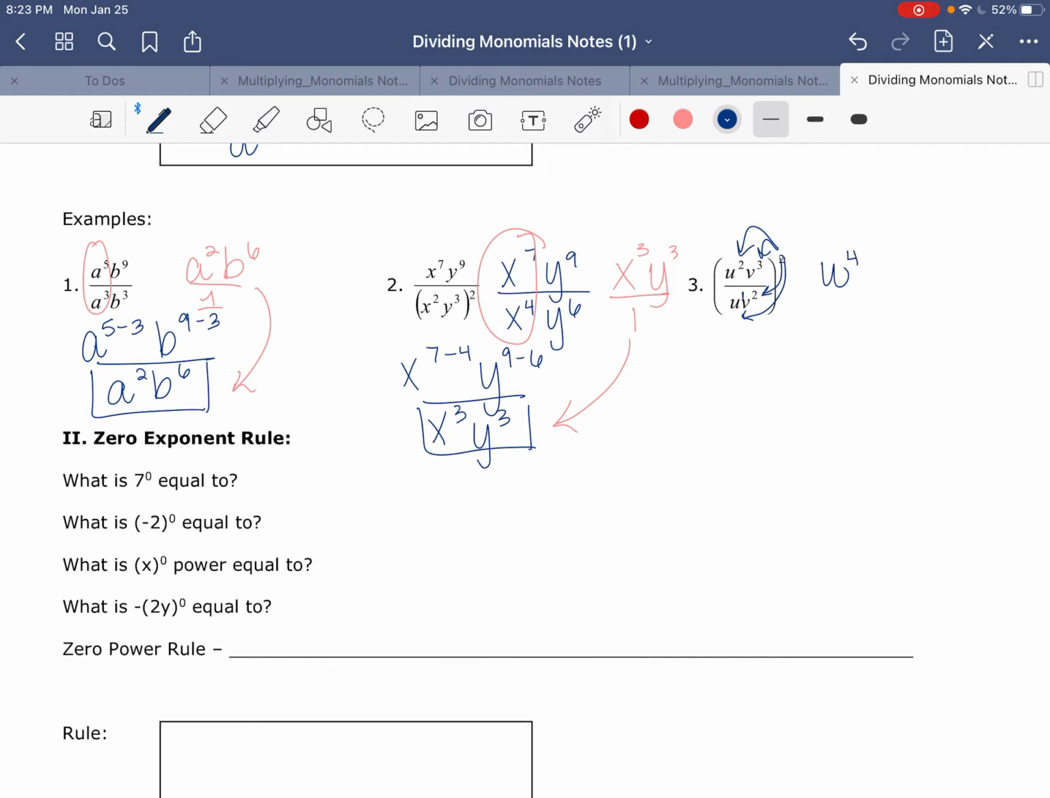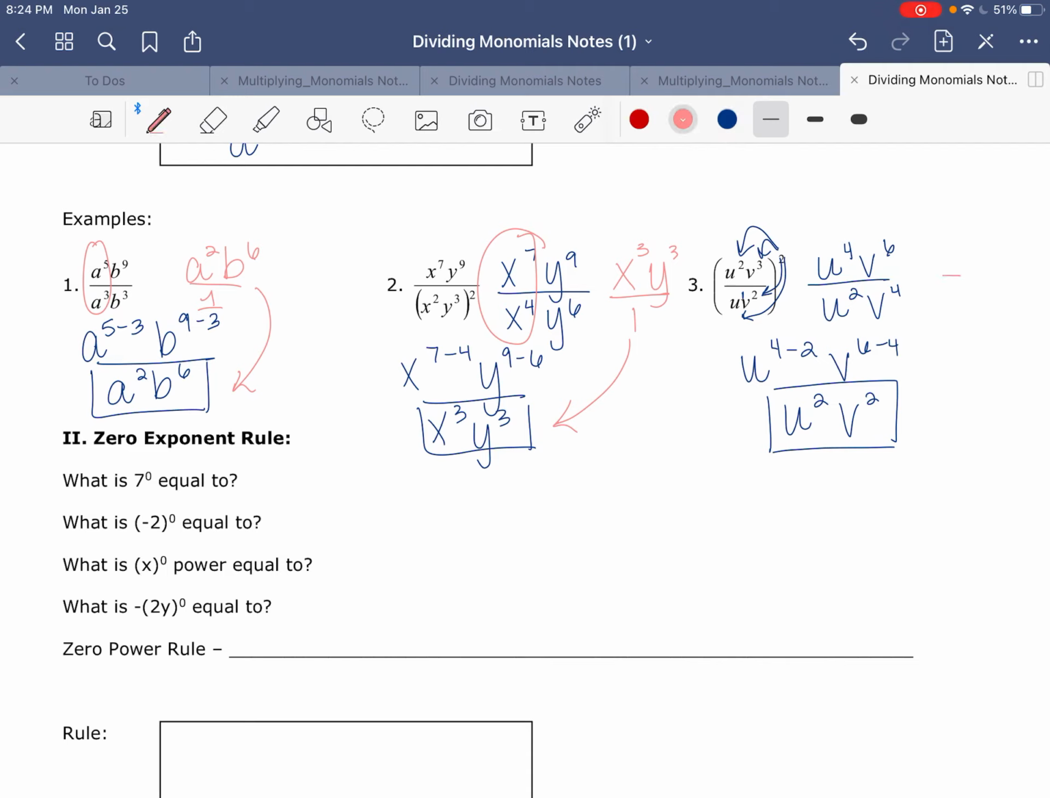So I get u to the 4th, v to the 6th, over u squared, v to the 4th. And so now I have u to the power of 4 over u squared. And since those are the same bases, I'm going to subtract my exponents. So I have u to the 4th minus 2, and then v to the 6th minus 4, which simplifies to u squared, v squared.